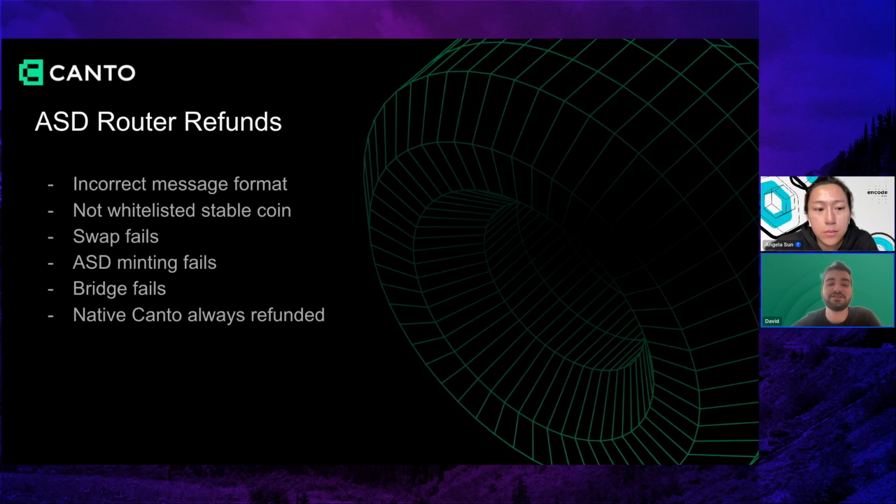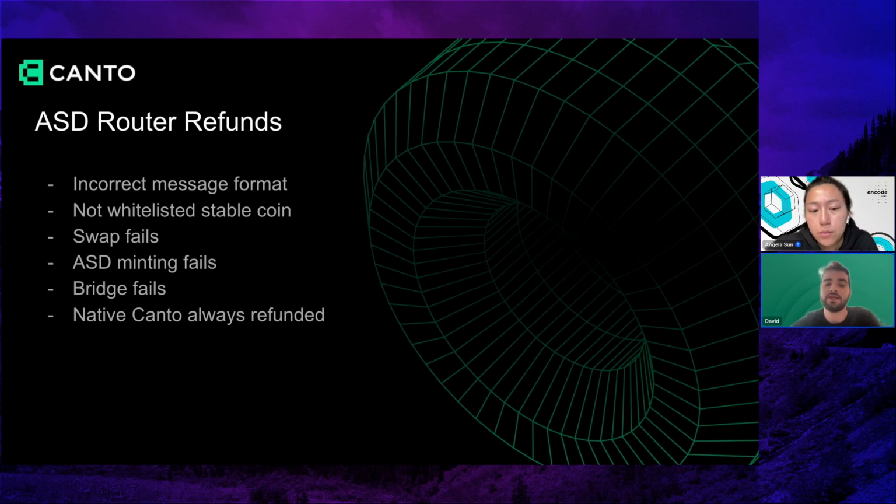If the token sent to the router is not a whitelisted version of USDC, for example, if this isn't a version that we can swap with, or if this isn't even a version of USDC that we've whitelisted, then that version will just be refunded to the user on Canto, since it won't be applicable to swap into Note. Like I said before, if the token swap fails itself because of slippage or price movement of Note, again, that USDC would be refunded.